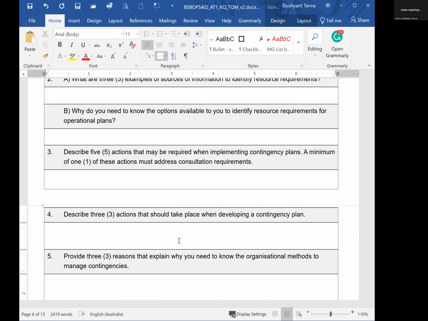Sorry, sir. The question that I have in front of me is different. Excuse me, because question number 3 says describe 3 actions that should take place when developing a contingency plan. Everybody else, are you on the same page or are you with Dushyant, sir? I just sent one in the chat. Did you get it from the chat? No, I downloaded it from my village. No, because it's updated. That was the reason I had to wait for this. I'll just send it again. Just give me one second.